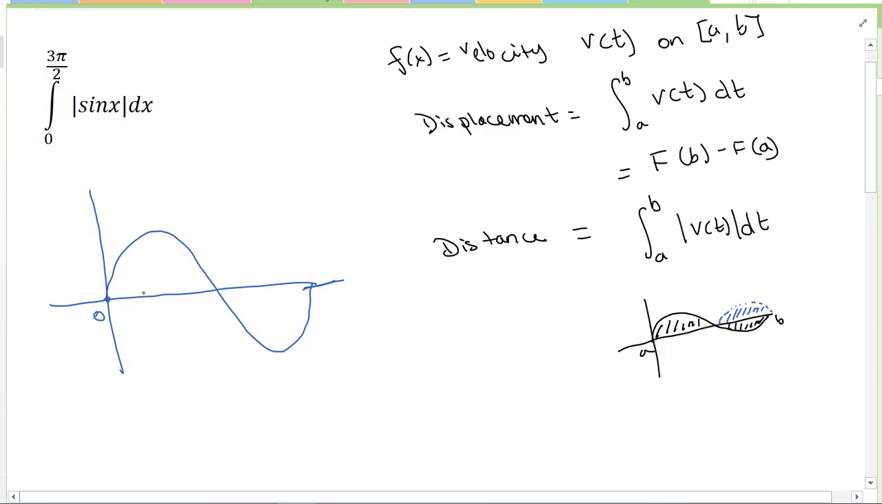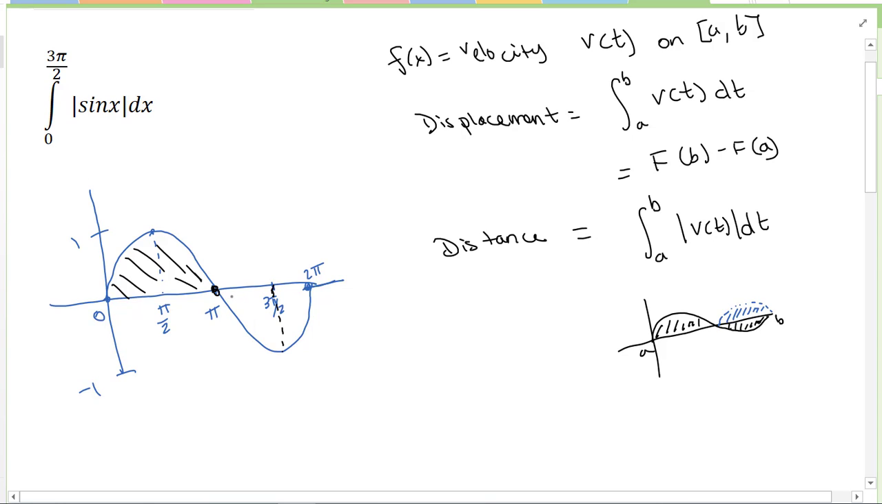So notice sine x goes as high as 1, as low as -1, and it crosses at pi. Its highest point is at pi over 2, and -1, its lowest point, is at 3 pi over 2. And then you have 2 pi over here. So this integral is asking us to find the area between the function and the x-axis between 0 and 3 pi over 2. So notice that between 0 and pi is above the axis. But then you hit 0, and then the rest of the area that we want is below the axis.